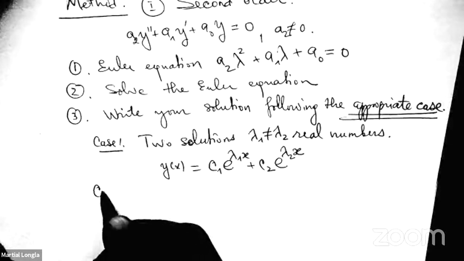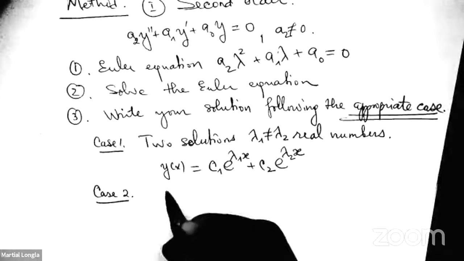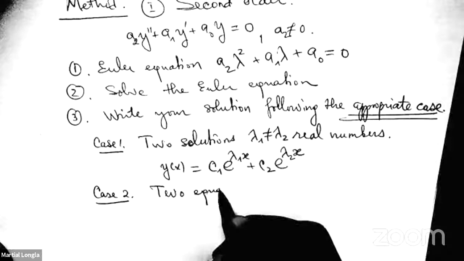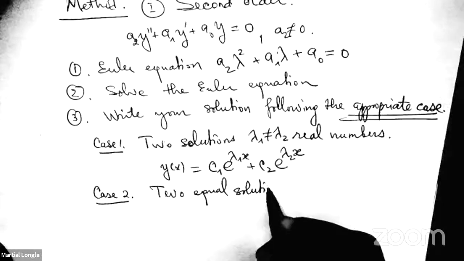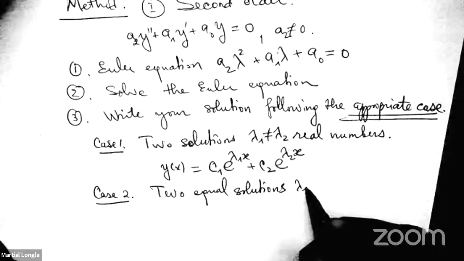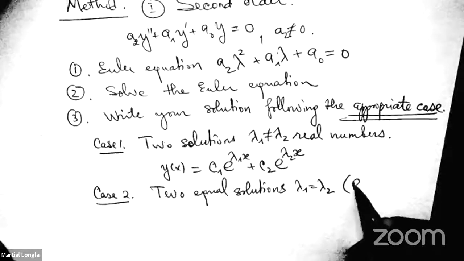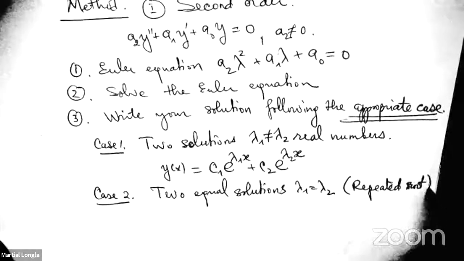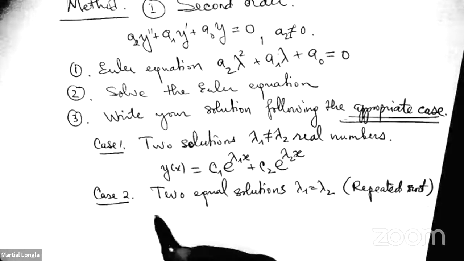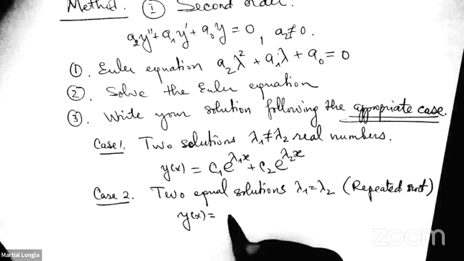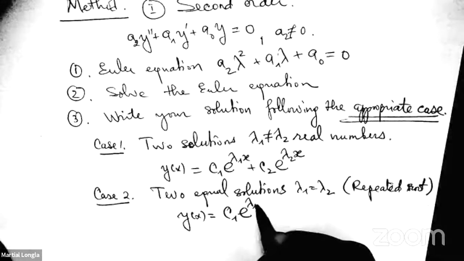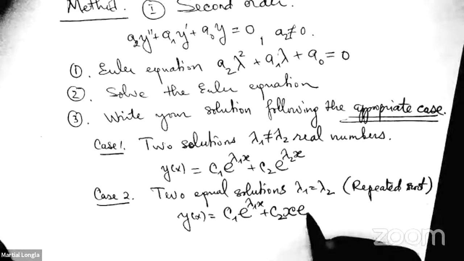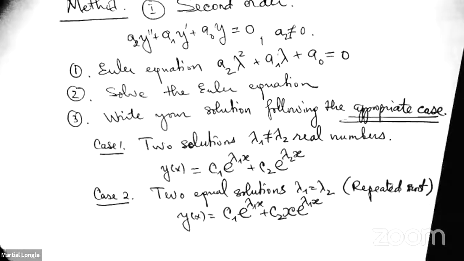Case 2, two equal solutions, lambda 1 equal to lambda 2. Here we say we have a repeated root. You have a repeated root, then your solution is y of x equals c1 e to the lambda 1 x plus c2, and you multiply by x first, e to the lambda 1 x.